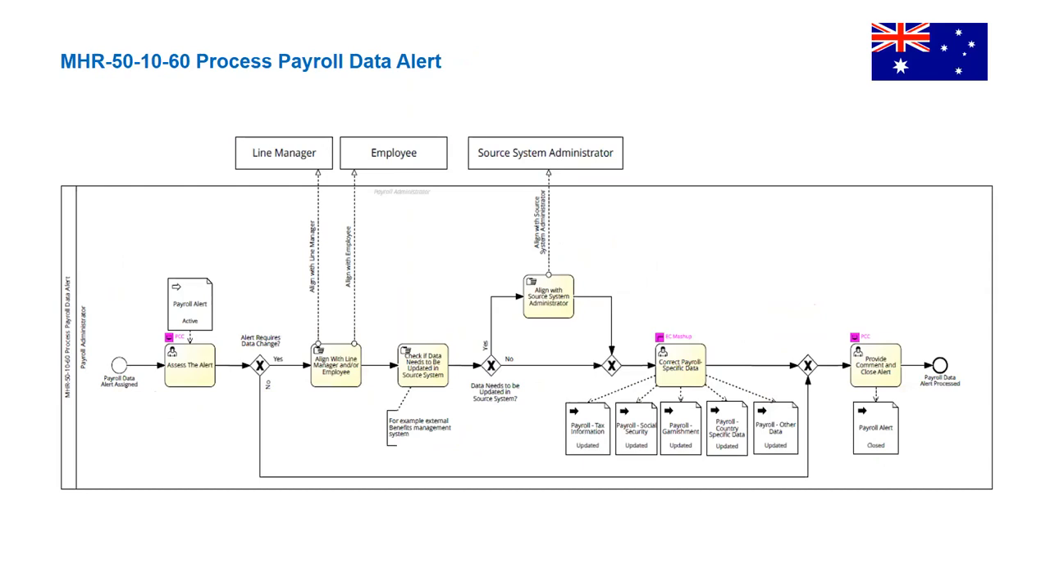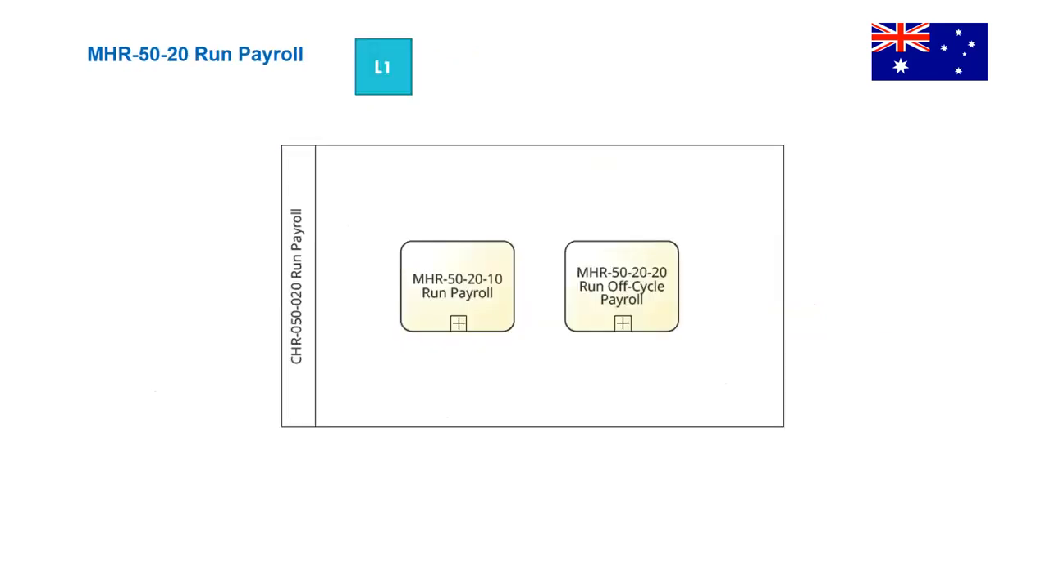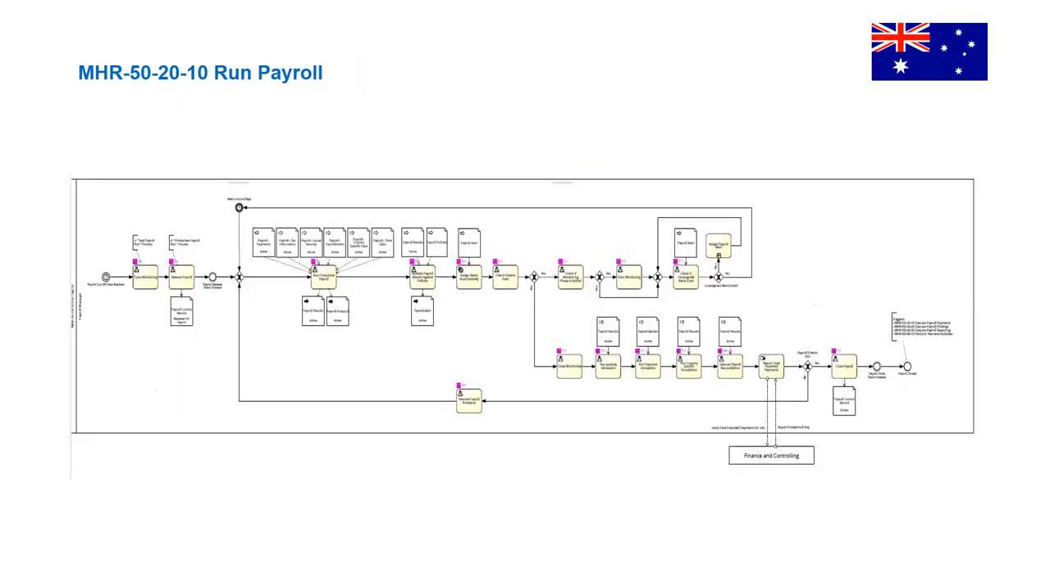You have access to these, similarly for the L1 process. When I say L1 process, I mean running the payroll. Here we have run payroll, which is a regular payroll run. Run off-cycle payroll means an off-cycle payroll run, like a reimbursement or any kind of bonus payment, and ad hoc payments of all kinds.